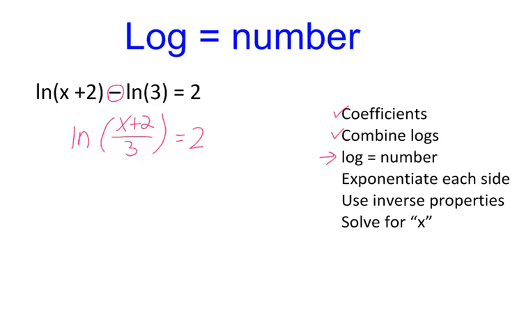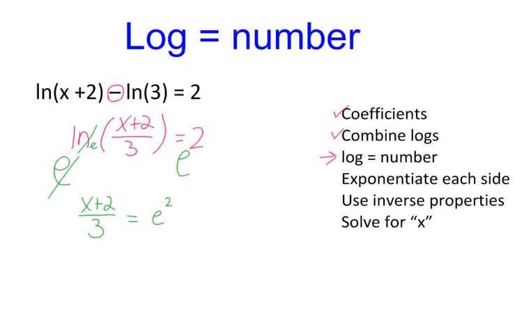We have to do the inverse, exponentiate each side in order to cancel. Well, what's the base here for natural log? Remember, that's base e, so I exponentiate in base e. So e to the natural log of (x plus 2) over 3 equals e to the second. So (x plus 2) over 3 equals e squared. Remember, e just represents a number, e squared just represents a number. We just are writing it in terms of e for now.